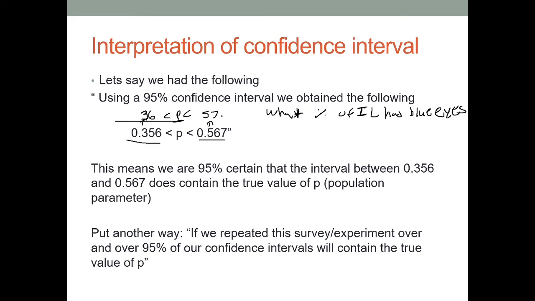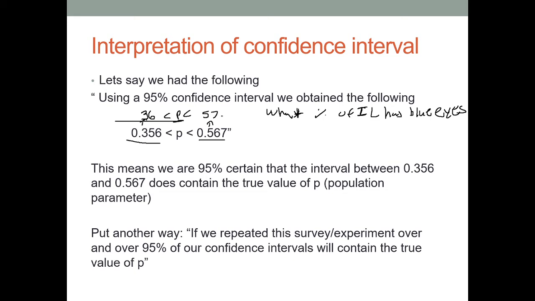Or to put another way, whatever experiment we did, whatever samples we got, if we did that over and over and over again, 95% of the confidence intervals we got, of which this would be one of them, would be correct.